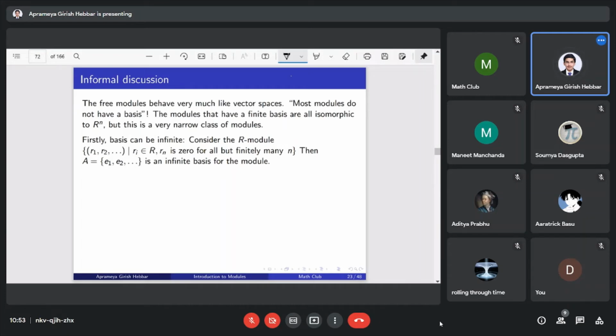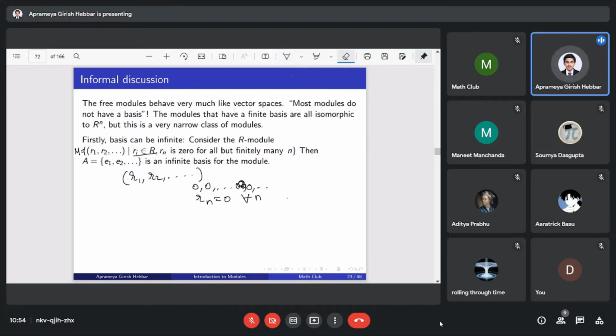Consider the R module. You consider all the infinite tuples r1, r2 up to infinity, where each ri belongs to R, and rn is 0 for all but finitely many n. So what does this mean? Basically, you have, let's say, r1, r2, and so on. After some point, you have 0, 0, 0, till infinity. So after some point, rn equals 0 for all n greater than some N. This is the set we are defining as M. The claim is that A equal to e1, e2, up to infinity is an infinite basis for the module.